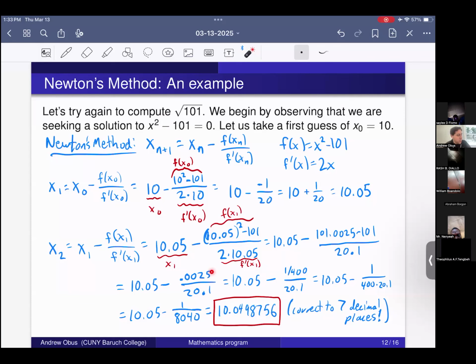So 0.0025 is 1 divided by 400, right? Because 0.25 is 1/4. So if you throw in 2 extra zeros, that's 1 divided by 400. Okay. Right? So I wrote this as 1 divided by 400. But if you do 1 divided by 400 divided by 20.1, that's just the same as 1 divided by, you can just put the 400 in the denominator. So it's 400 times 20.1. I understand. Right, and then 400 times 20.1 is 8,040. I understand. Thank you. Okay, you're welcome. Other questions?